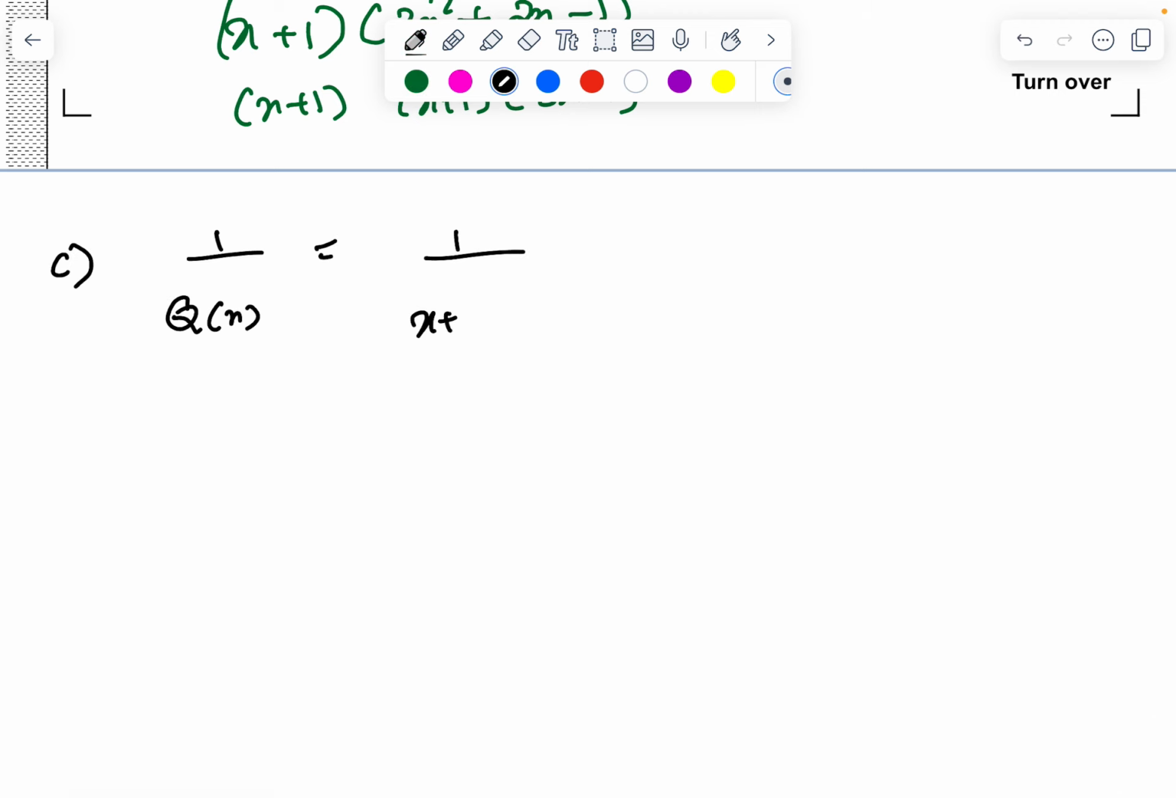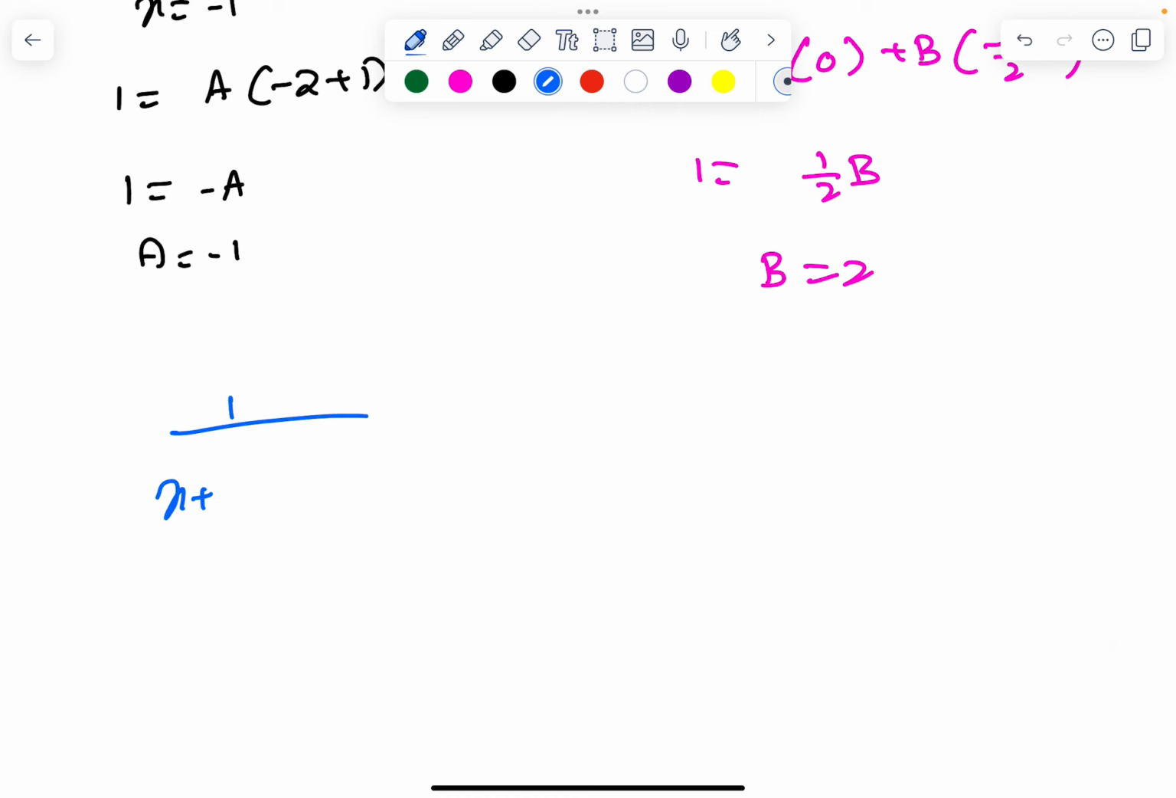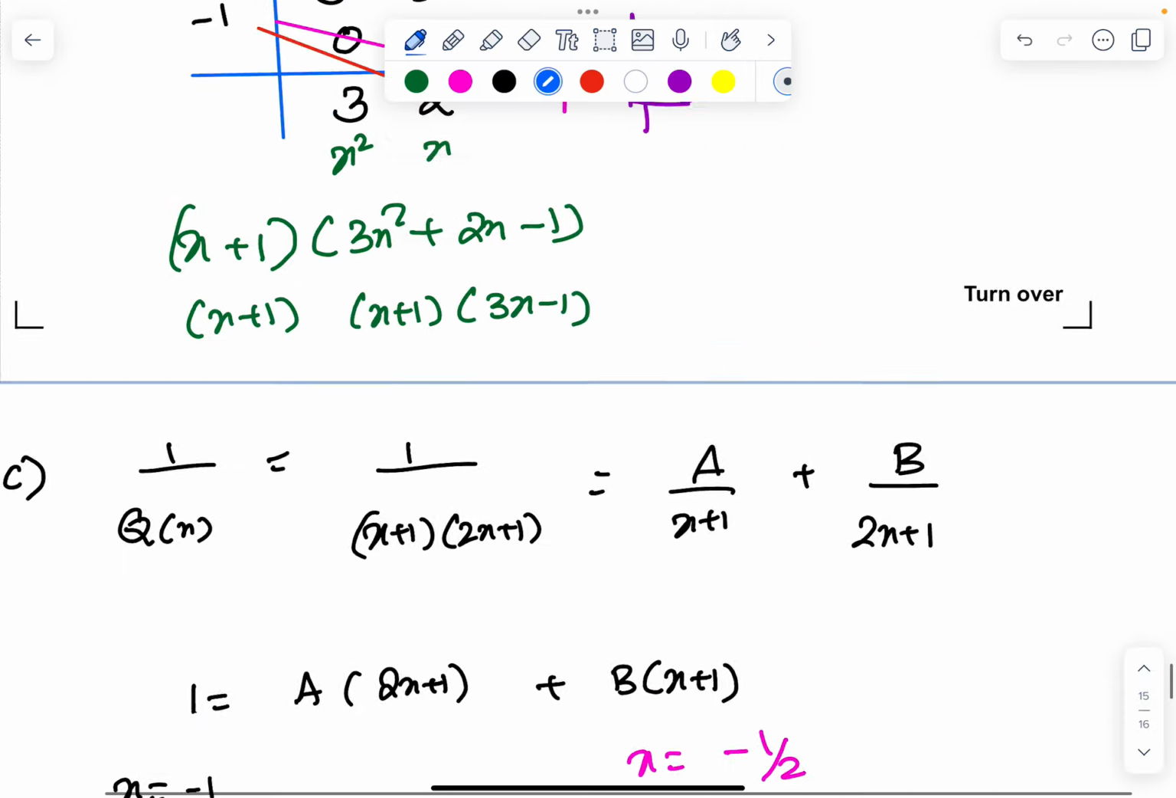So what's going to be the fraction now? 1 upon x plus 1 times 2x plus 1 equals negative 1 upon x plus 1 plus 2 upon 2x plus 1. Hence or otherwise, show that this entire thing equals to that. It is hence or otherwise.